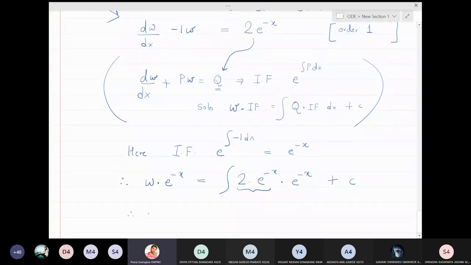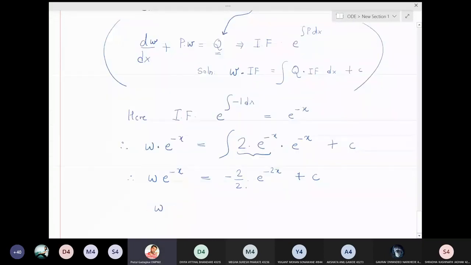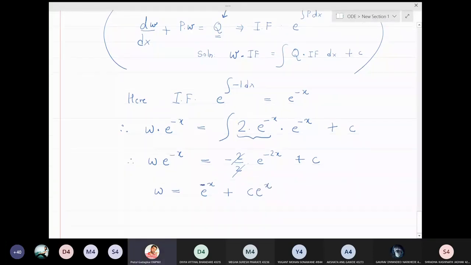Which is equal to w e raised to minus x. What is the integration of e raised to minus 2x? E raised to minus 2x upon minus 2. So that minus 2 will cancel this. So w will be equal to e raised to x plus c e raised to minus x plus c e raised to x. So this will become your w, correct? Because I've transferred this e raised to minus x on that side. So you got a w here.